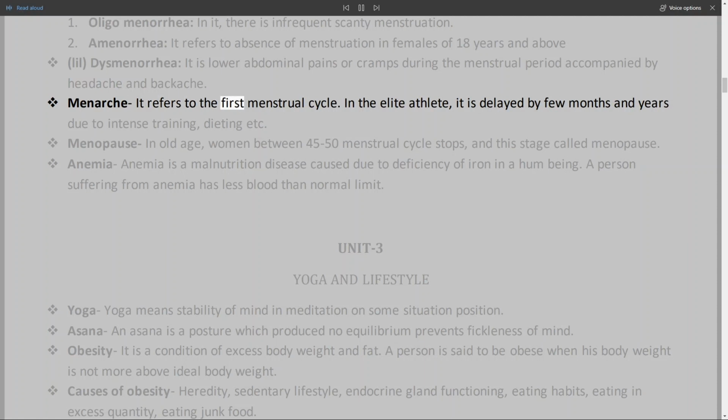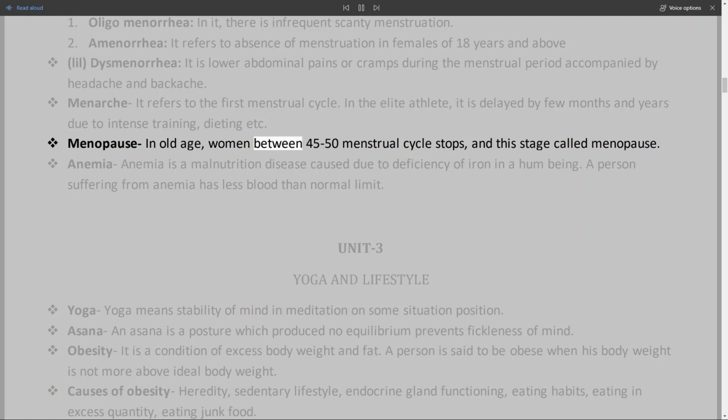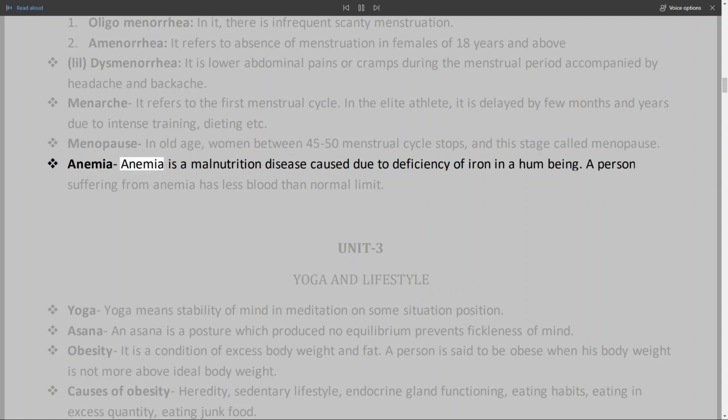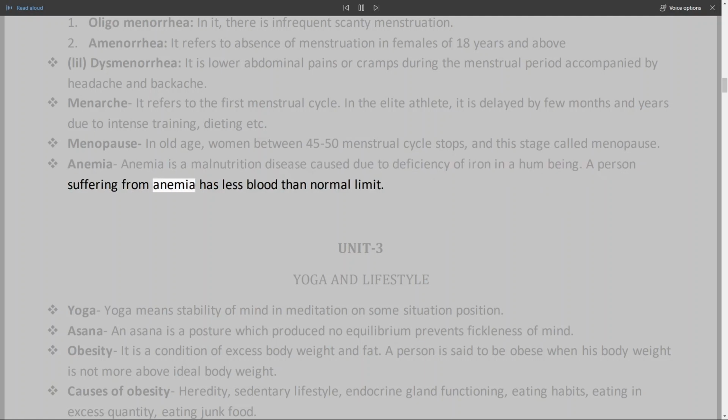Menarche. It refers to the first menstrual cycle. In the elite athlete, it is delayed by a few months or years due to intense training, dieting, etc. Menopause. In old age, between 45 to 50, the menstrual cycle stops in women, and this stage is called menopause. Anemia. Anemia is a malnutrition disease caused due to deficiency of iron in a human being. A person suffering from anemia has less blood than the normal limit.